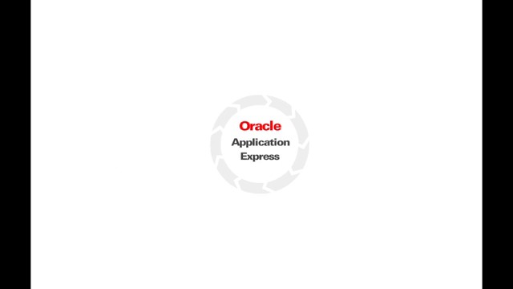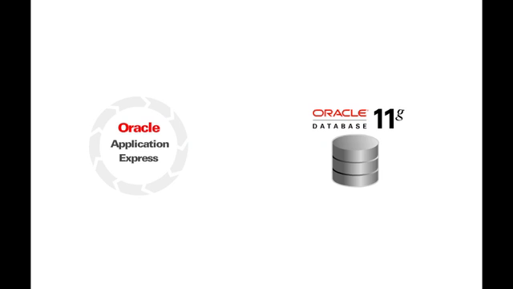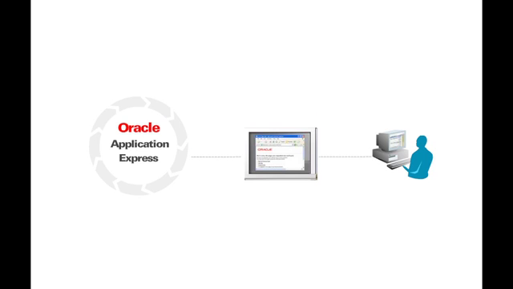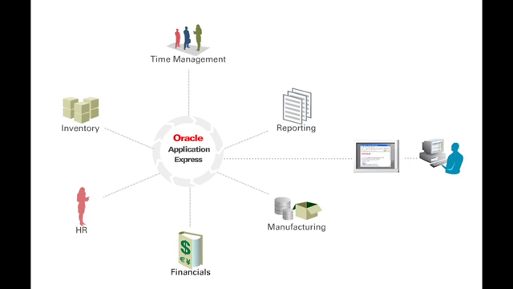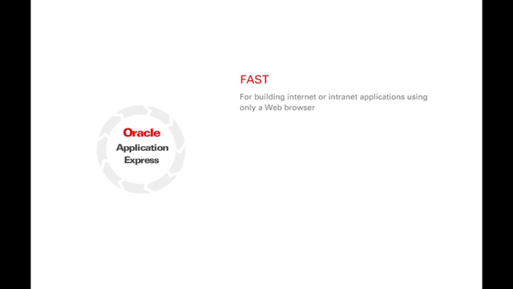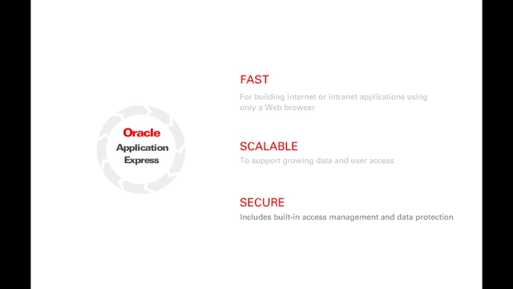Oracle Application Express is an easy-to-use tool that's free with every edition of Oracle Database. It radically simplifies the building of departmental or corporate web applications for inventory, time management, reporting, and other aspects of your business. Oracle Application Express is fast for building internet or intranet applications using only a web browser. Scalable to support growing data and user access. Secure includes built-in access management and data protection.